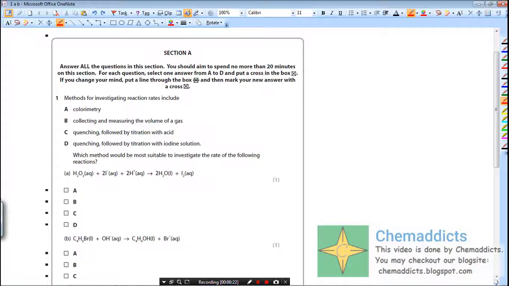So at first let us read this question. Methods for investigating reaction rates include colorimetry, collecting and measuring the volume of a gas, quenching followed by titration with acid, quenching followed by titration with iodine solution. Which method would be most suitable to investigate the rate of the following reactions? These are the options given, as well as the reaction given. So we need to choose the best method for investigating reaction rates.